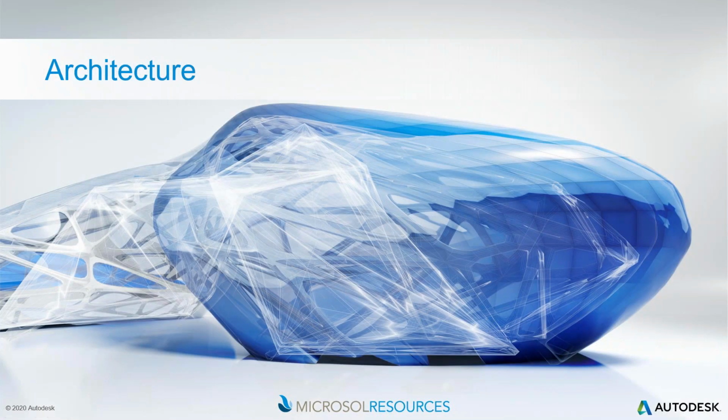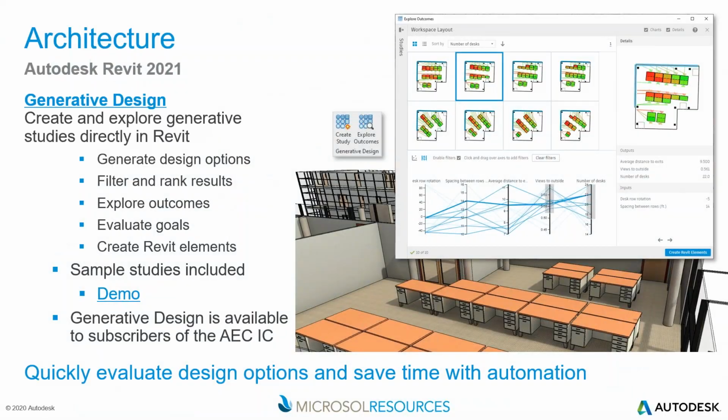So now let's get into architecture. And at the top of the list is the new generative design feature, giving us the ability to put a sweatshop together really quickly. We could put a lot of desks really close together and not worry about the length of time it gets to an exit. No, I'm joking. You shouldn't do it that way. But anyway, generative design.